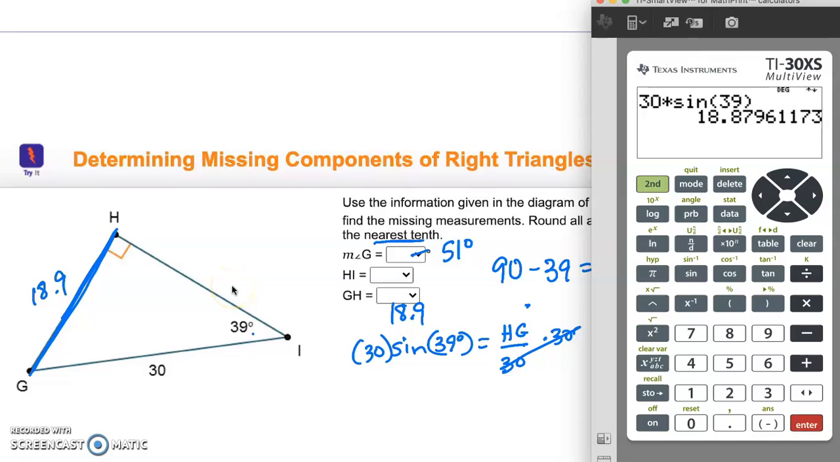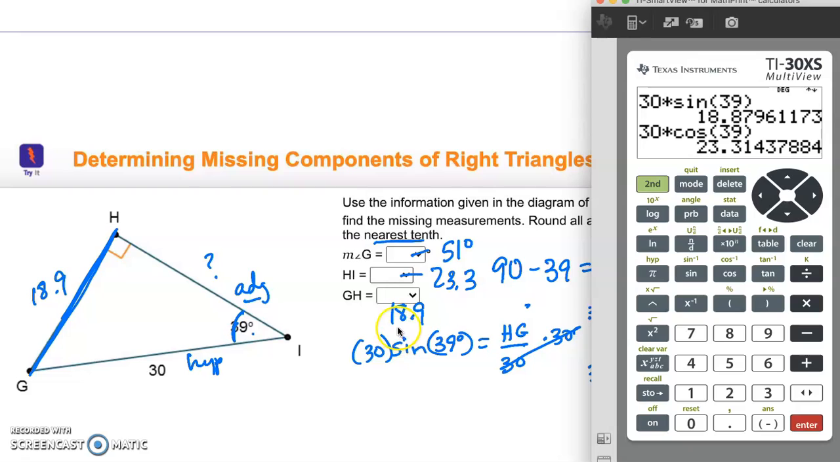If I want to find HI right here, and I'm using 39 degrees, that would be the adjacent side over the hypotenuse. So the cosine of 39 degrees is equal to HI over 30. We follow the same thing: multiply both sides by 30. So 30 cosine of 39 is equal to HI. Then we just put it in our calculator. We take 30 times the cosine of 39, and we get 23.3, because when we round it, that's the way it is.